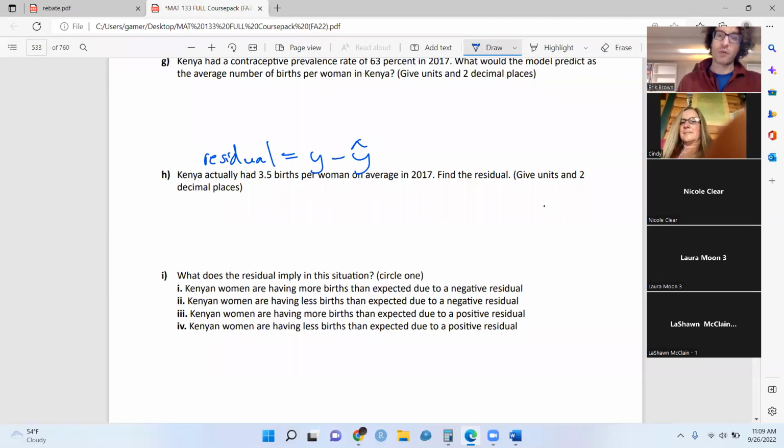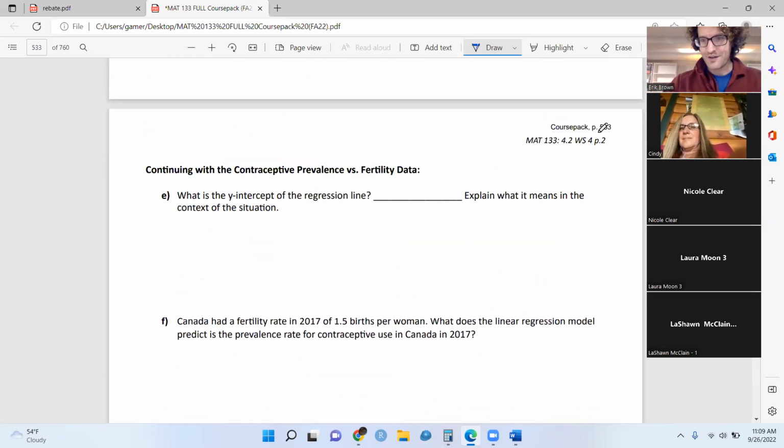And I had that backwards, y hat minus y. Or did we not even talk about it in this class? Maybe it was only in the night class. And this is... What page are you on, Eric? That is such a great question. It is page 533. Okay, thank you.